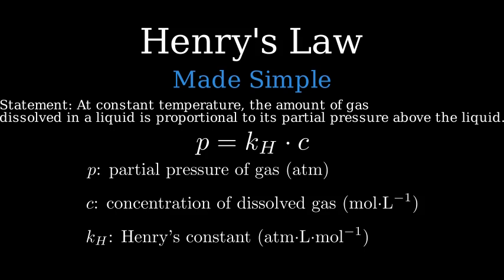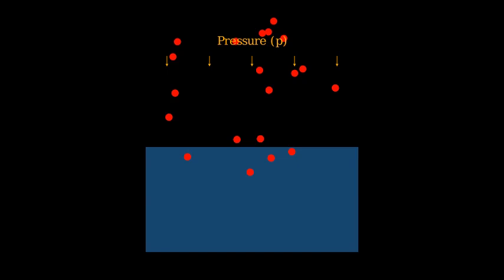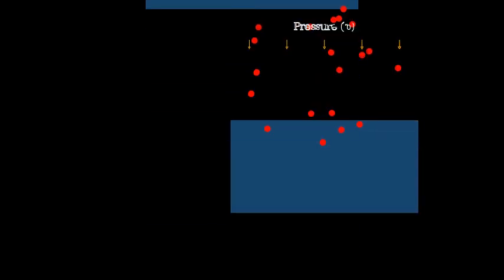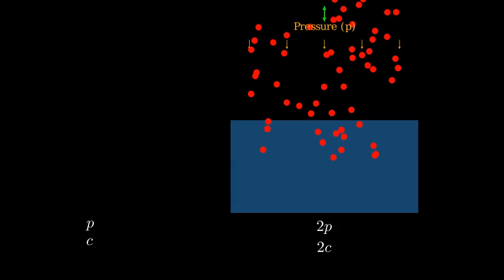Let's visualize what Henry's Law actually means. Imagine we have a sealed container with water and some gas molecules above it. The gas exerts a pressure on the water surface. According to Henry's Law, this pressure determines how much gas will dissolve in the water. As gas molecules dissolve into the liquid, they reach an equilibrium. The rate at which gas molecules enter the liquid equals the rate at which they escape back to the gaseous state. At this equilibrium point, the relationship between pressure and concentration is governed by Henry's Law. Double the pressure, and you'll get twice the concentration of dissolved gas.